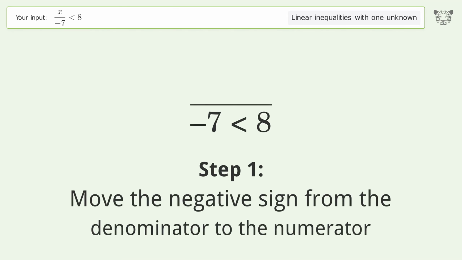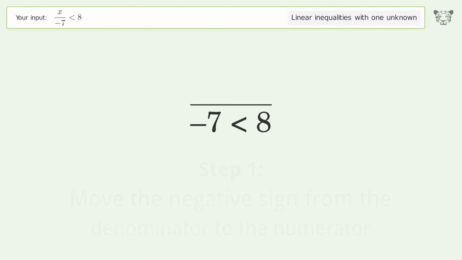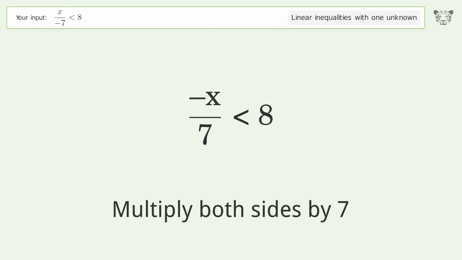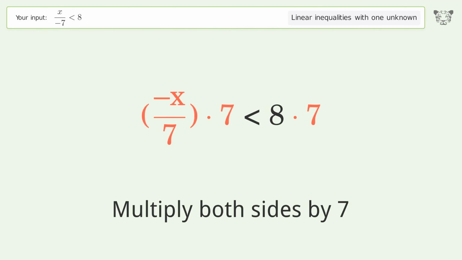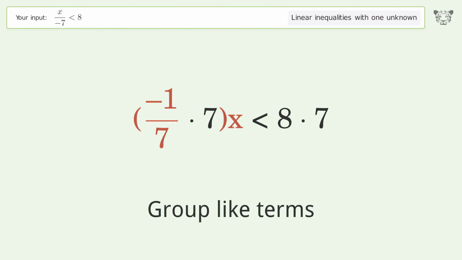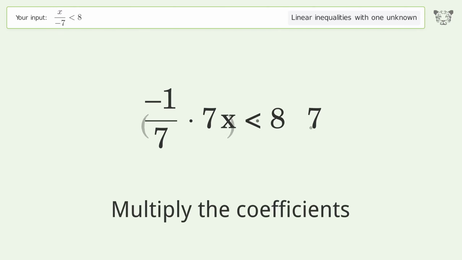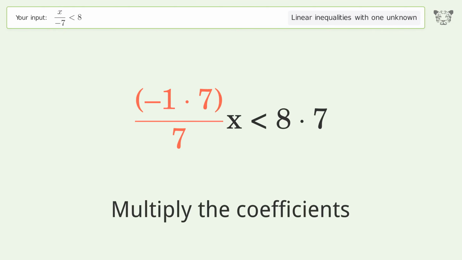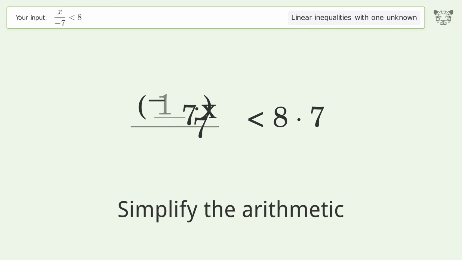Move the negative sign from the denominator to the numerator. Isolate the x. Multiply both sides by 7. Group like terms. Multiply the coefficients. Simplify the arithmetic.